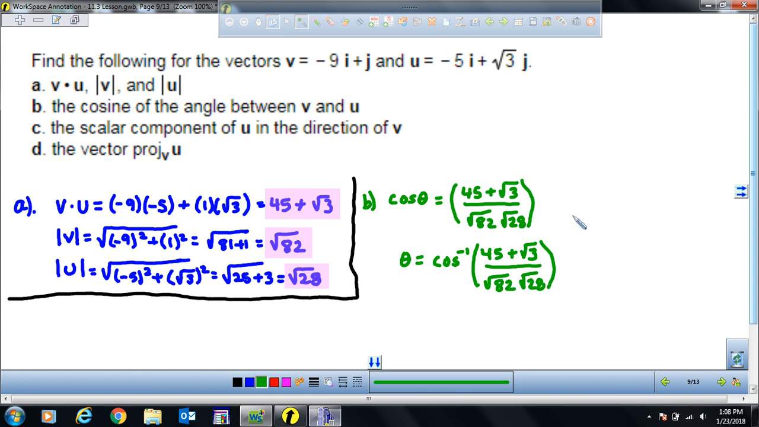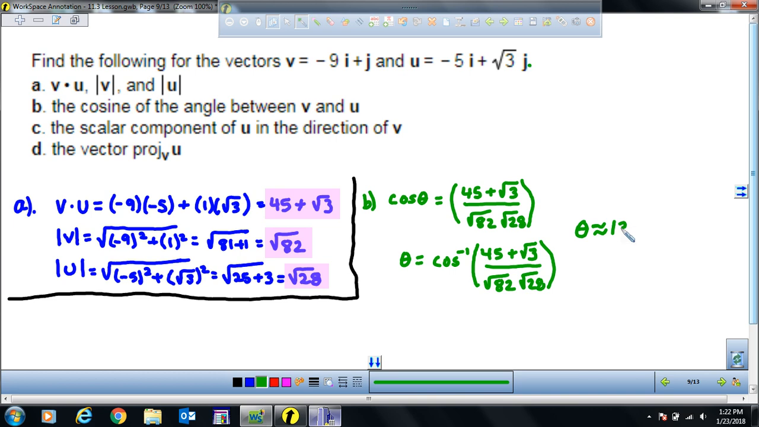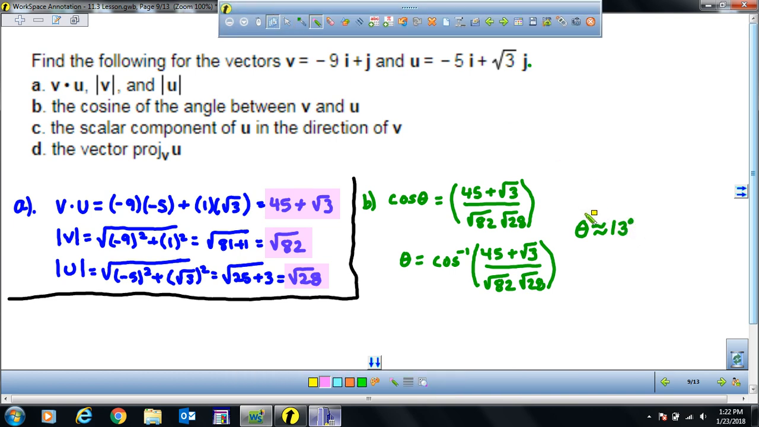And let's see what that gives us. So the angle theta is approximately equal to cosine inverse of (45 plus the square root of 3) divided by (square root of 82 times the square root of 28). And that's going to be 12.76. So it's around 13 degrees. So the angle between the two vectors is approximately 13 degrees. If we were to sketch them, it will be a very small angle between them.